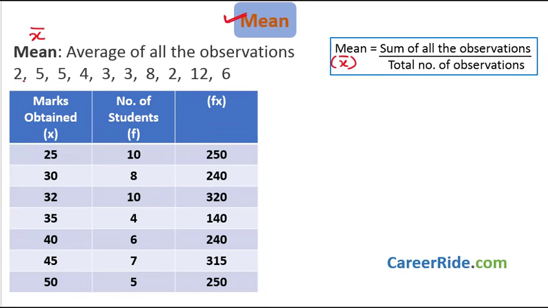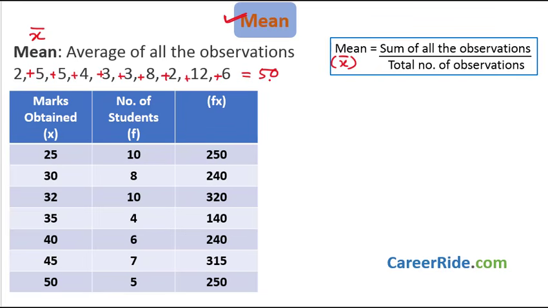Now let us take the first example here. We have this data: 2, 5, 5, 4, 3, 3, 8, 2, 12, 6. These are 10 observations and you are required to find the mean of this data. So what will you do? First of all, you will find the sum of all these observations. How will you find the sum? You will simply add all these observations, and as you add them, you get 5, 5, 10, 12, 16, 16 and 6 is 22. You get a total of 50 here. So the sum of all the observations is 50.